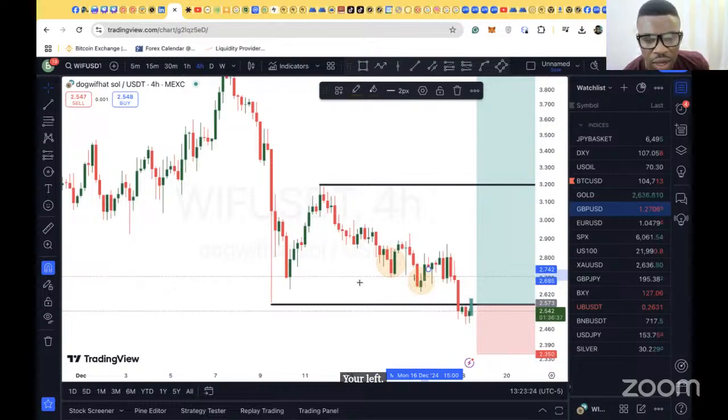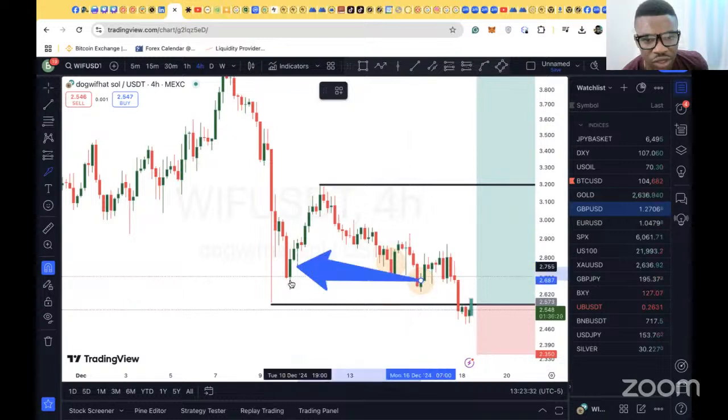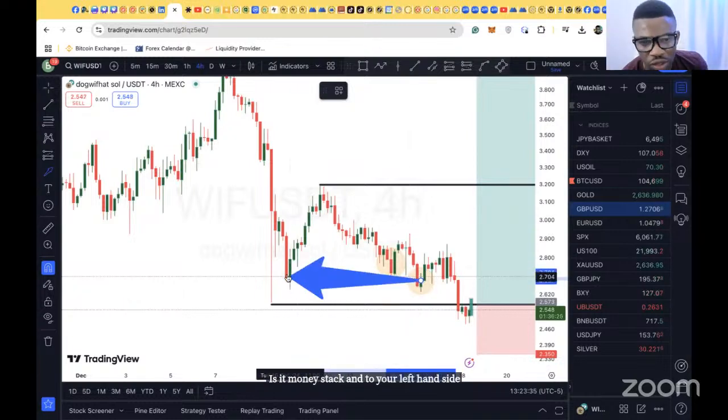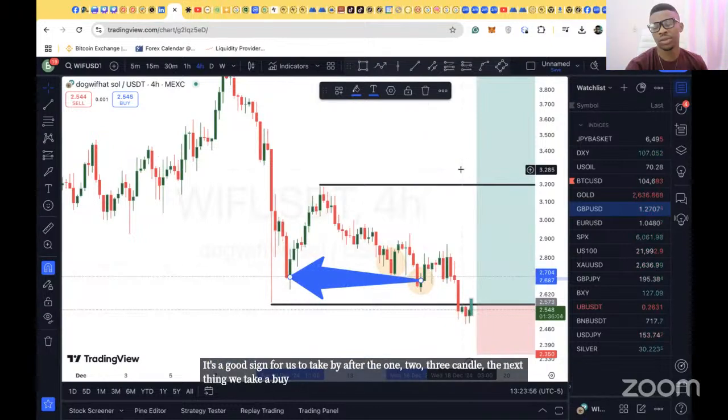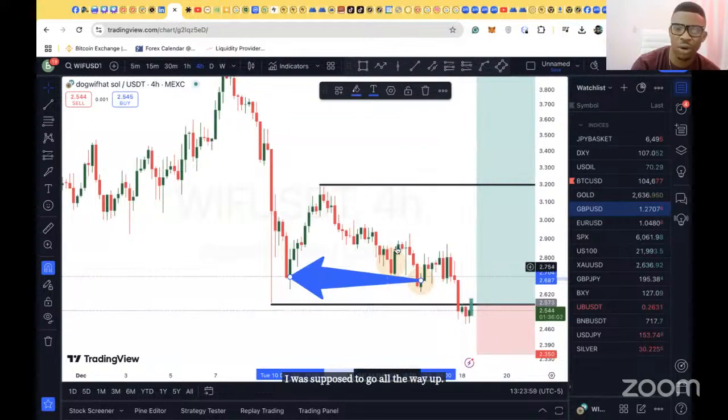if you look at this morning star candle to your left-hand side, you will notice that there is a support where markets rise from. There is a rejection where the market did not close below. Therefore, if a morning candle appears at the same level of that occurrence, it is a good sign for us to take a buy. After the 1, 2, 3 candle, the next thing we take a buy, and we're supposed to go all the way up. This is signal number 1.